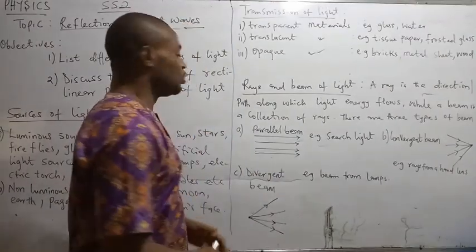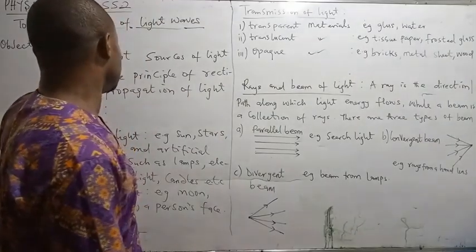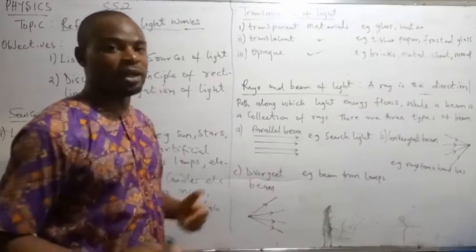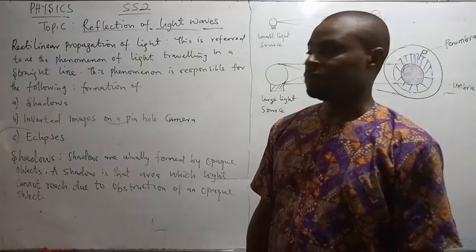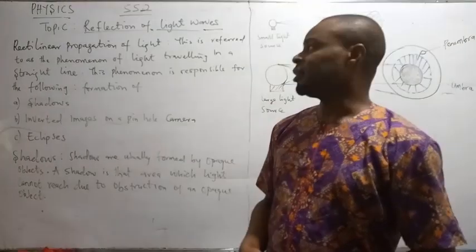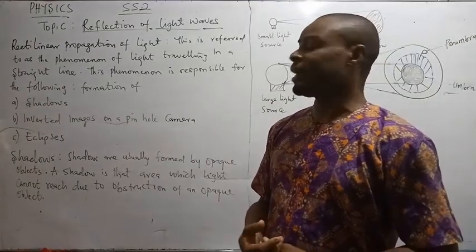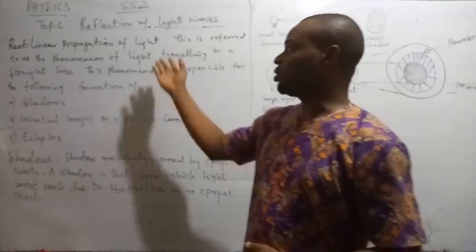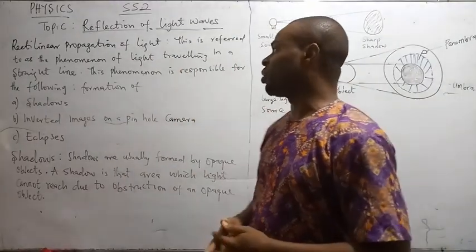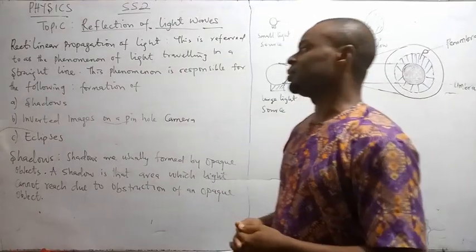We'll now go to the second objective, which is to discuss the principle of rectilinear propagation of light. So the second objective we have the rectilinear propagation of light. And as we can see on the board, this refers to the phenomenon of light traveling in a straight line.